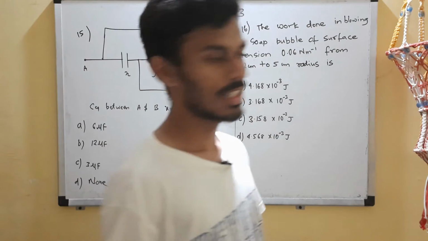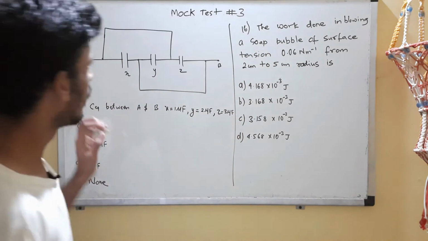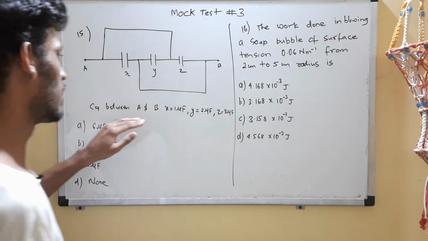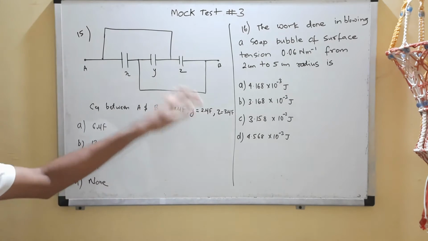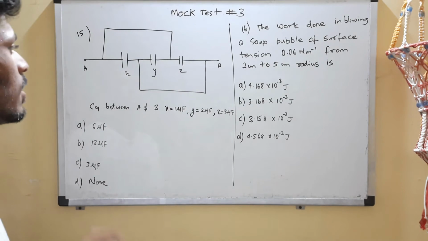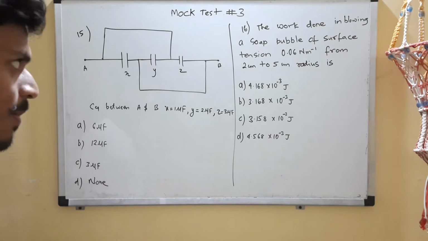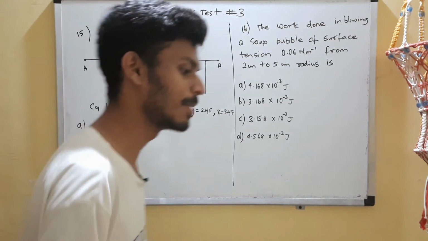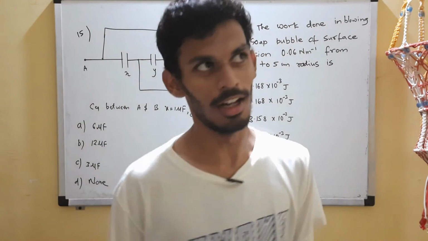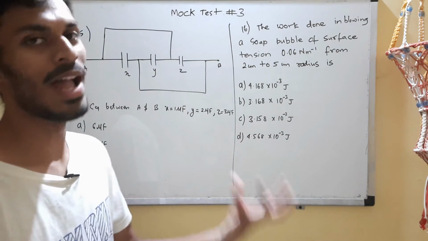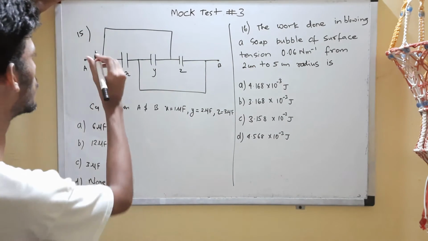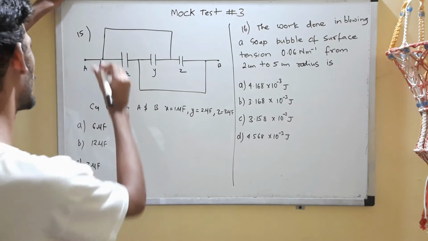Question 15 and 16 over here. In question 15, we have some combination of capacitors X, Y, Z. The values of the capacitors are given. You are supposed to tell what is the equivalent between A and B. This is one of the concepts that I taught in the concept capsule, if you want to go back and watch it. Here, it's very simple to solve this question actually.